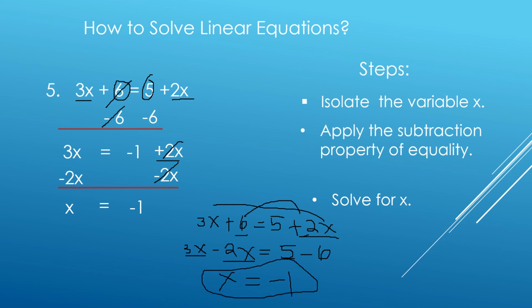Okay? So that's the shortest way, the shortcut of the addition property or subtraction property. This is what we call the transposition method. This is not a property, this is just the shortcut. So that's how you're going to solve linear equations in one variable.